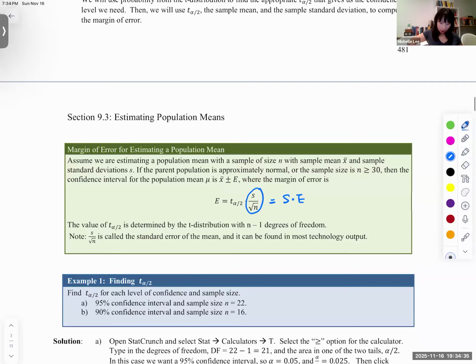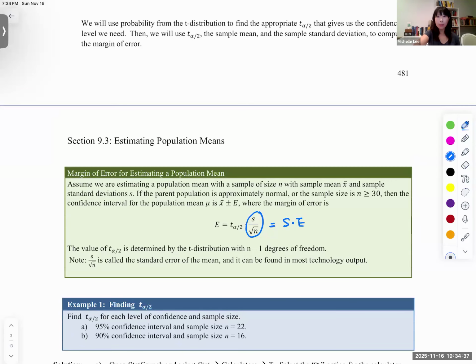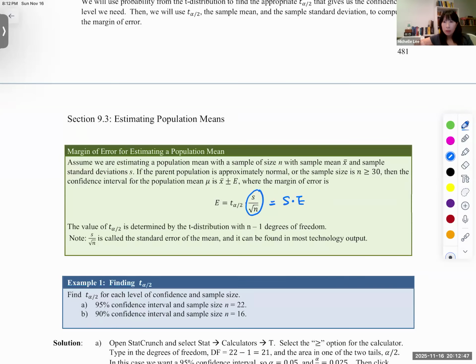Now let us do this one. Let me arrange a little bit. All right, so let's do this example. We have a 95% confidence interval and sample size n equal to 22, right? Okay, so let's use StatCrunch. So we have n minus 1, which is 22 minus 1 equal to 21 degrees of freedom, right?